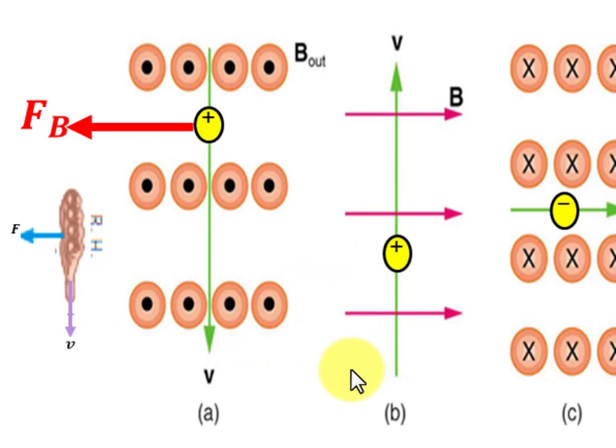For the next case, you are given B to the right, so your fingers should be to the right. The v is upward, so your thumb would be upward. This is positively charged, so where should the force be? The force should be into the page. You have to try this on your own, using your right hand.